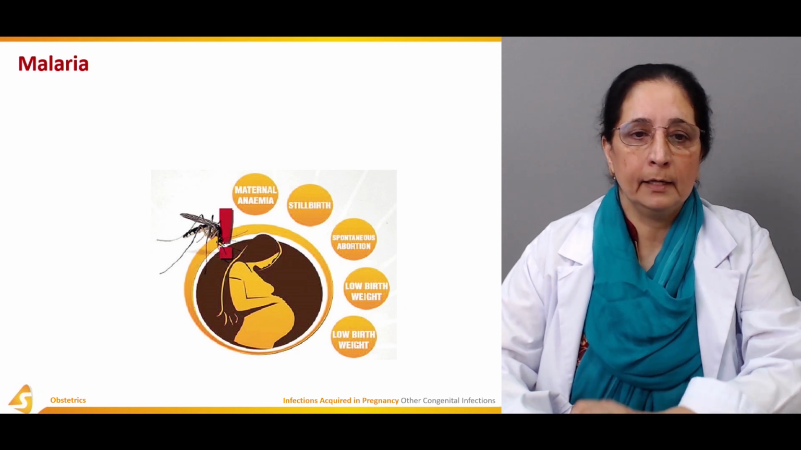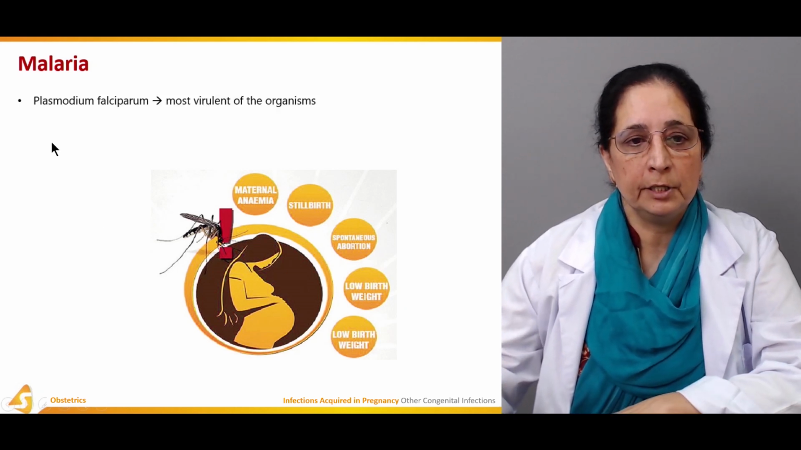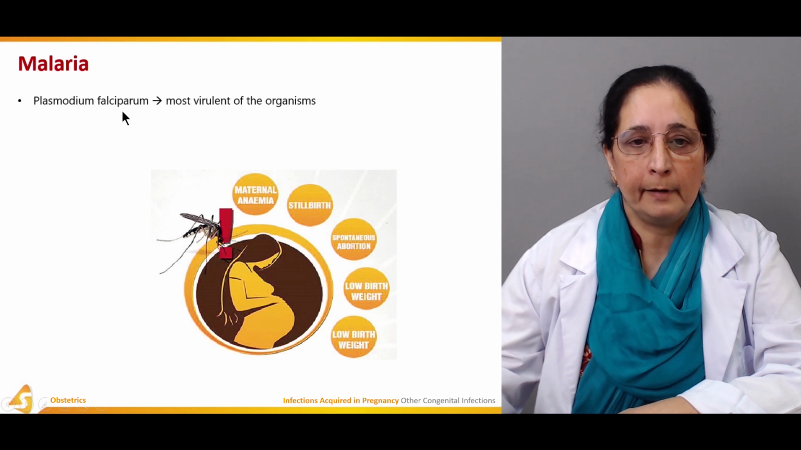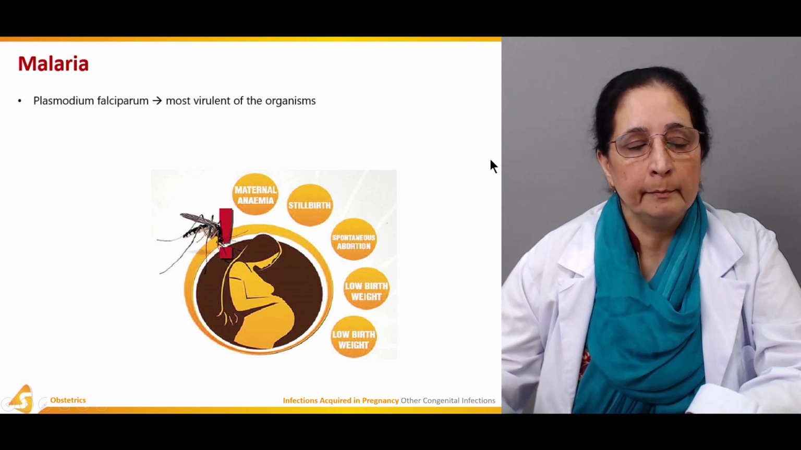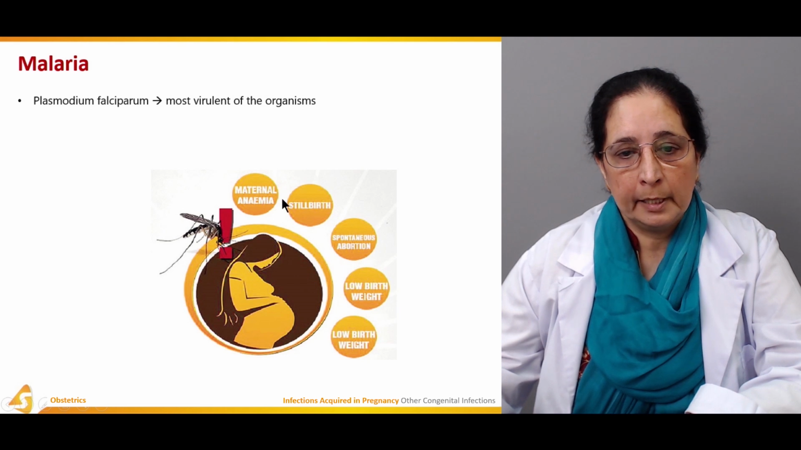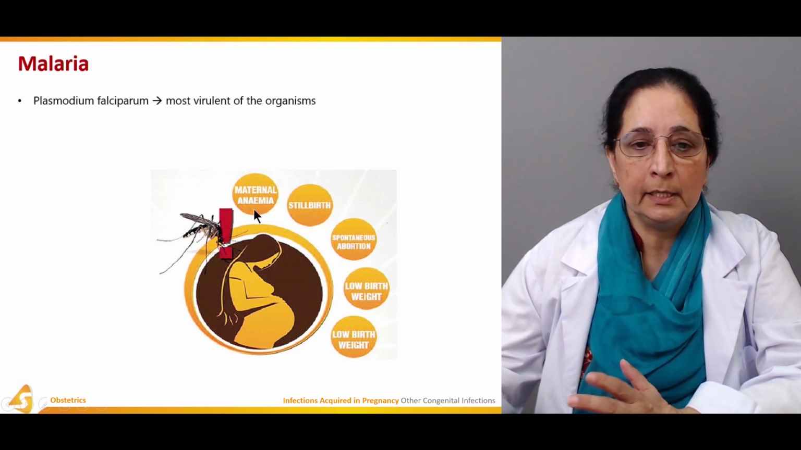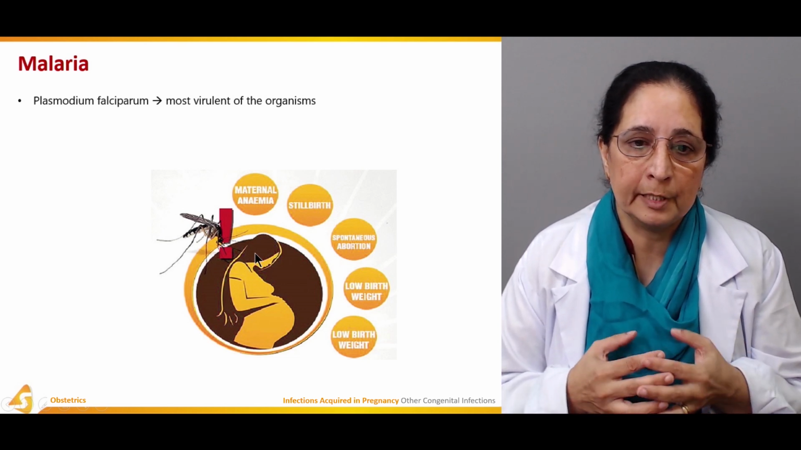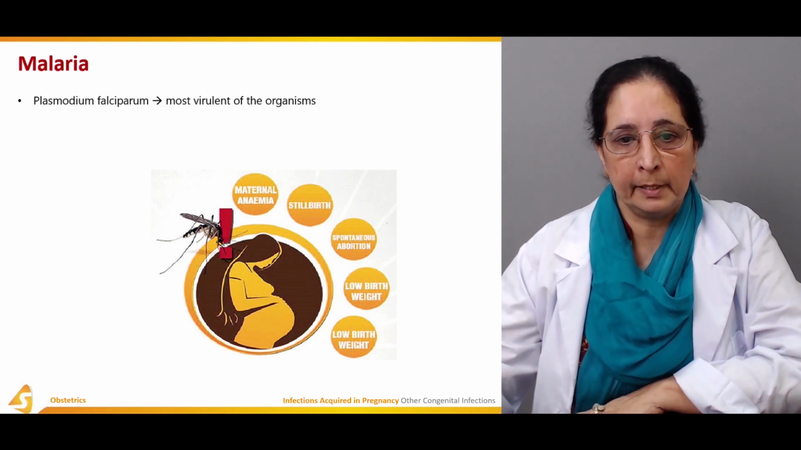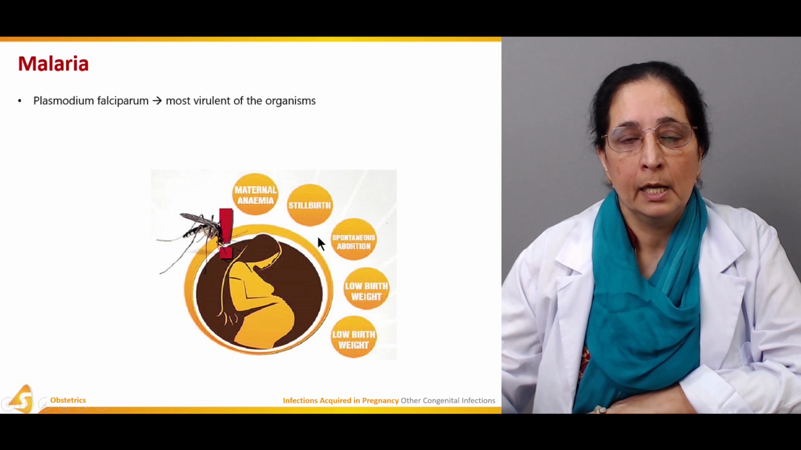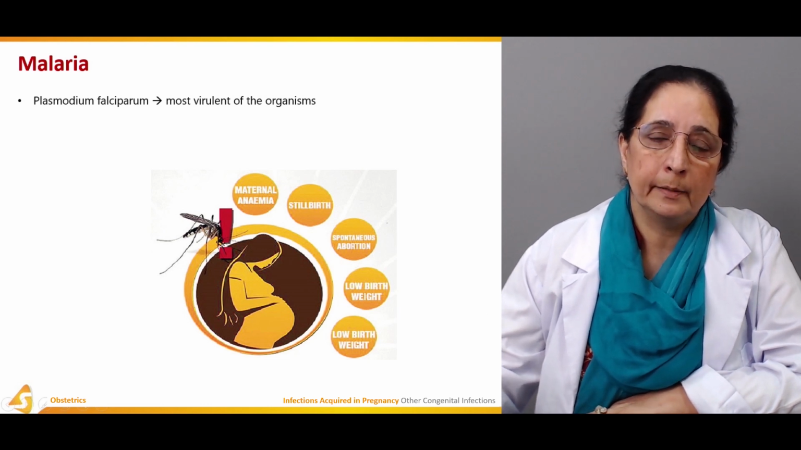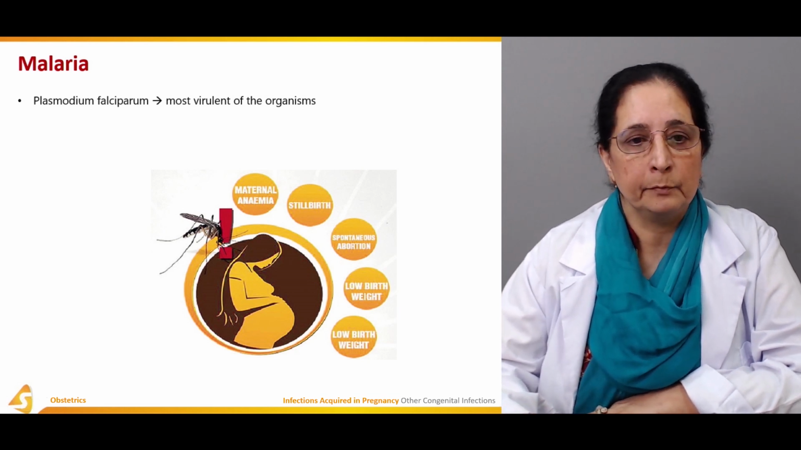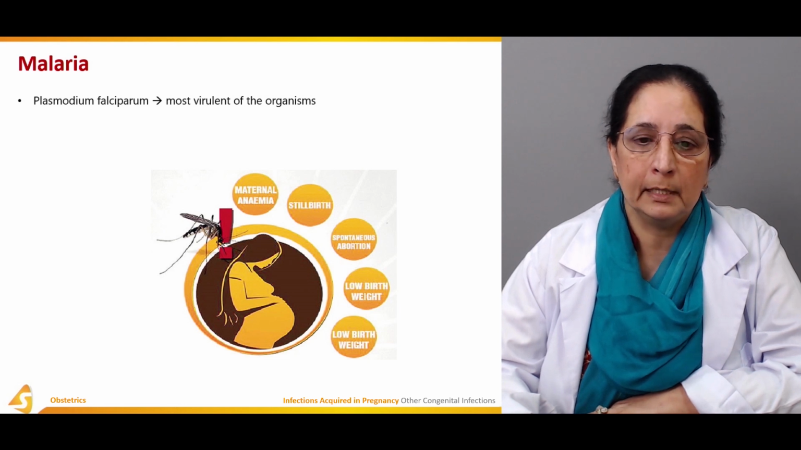Next is malaria. Malaria is the condition which is caused by the malarial parasite Plasmodium falciparum. It is the most virulent of the malarial parasites. So it can cause maternal anemia because it attacks the blood cells and causes destruction of the blood cells. So anemia in the mother is common, and it can cause stillbirth, abortion, and low birth weight delivery. All these can occur as a result of infection by Plasmodium falciparum or by the malarial parasite.